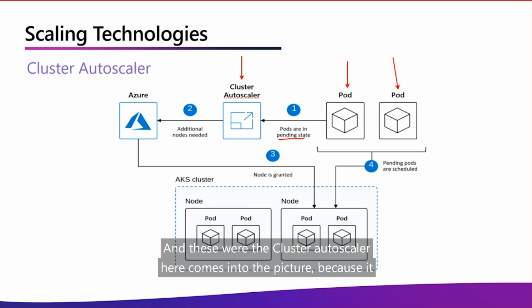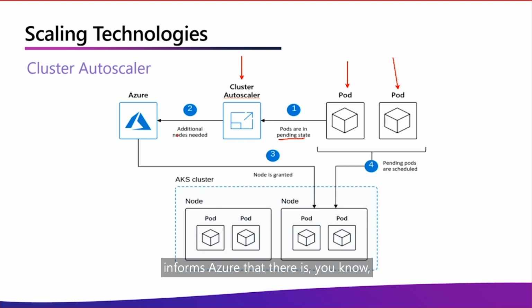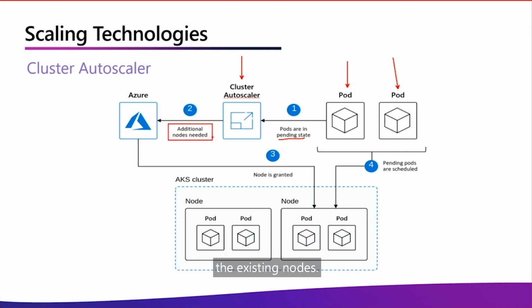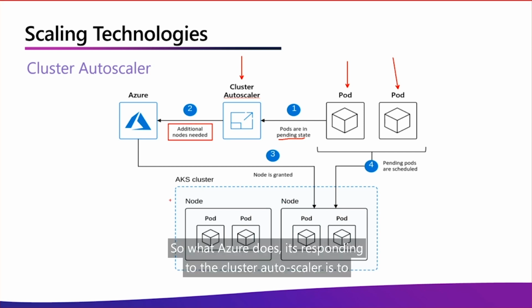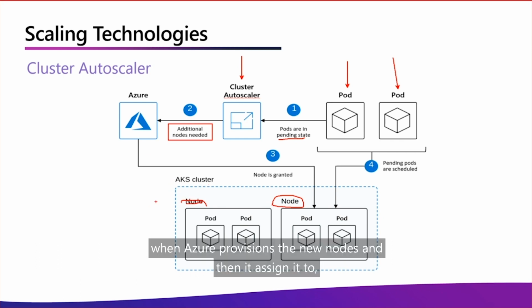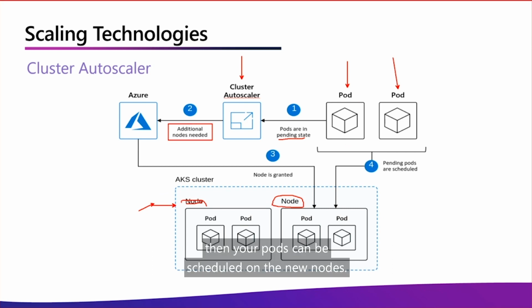And this is where the cluster autoscaler comes into the picture, because it informs Azure that additional nodes are needed because we cannot schedule these pods on the existing nodes. So what Azure does, in response to the cluster autoscaler, is to provision new nodes. The number of those nodes depends on how you configure the application and the autoscaler. It can be one new node, it can be two new nodes. You can customize that. And when Azure provisions the new nodes and assigns them to the AKS cluster, your pods can be scheduled on the new nodes.